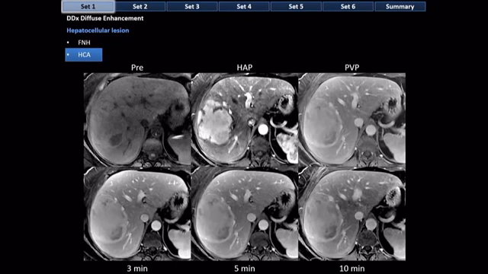Now, at the 4 to 5 o'clock position, you'll notice that there's an area of darkness in this lesion, which on the in and out of phase images was fat. So notice that these inflammatory hepatocellular adenomas can contain a little bit of fat, but unlike the HNF1 alpha inactivated adenomas, they're not diffusely steatotic.